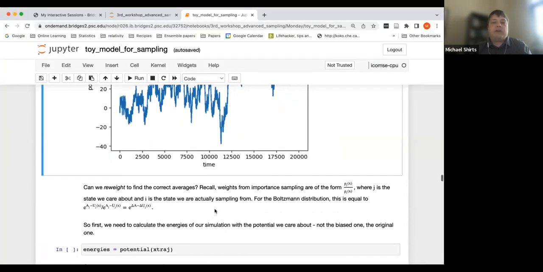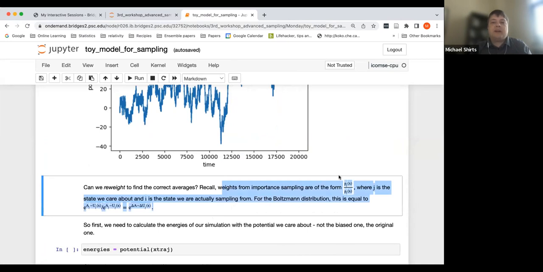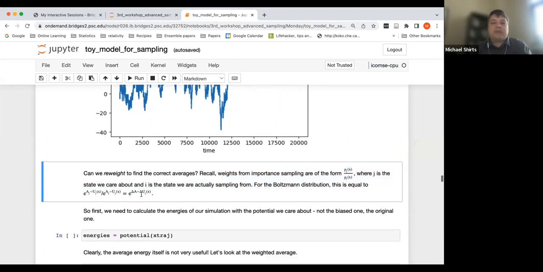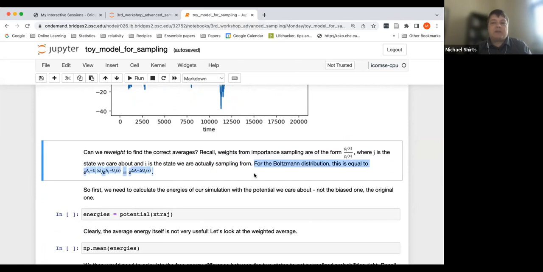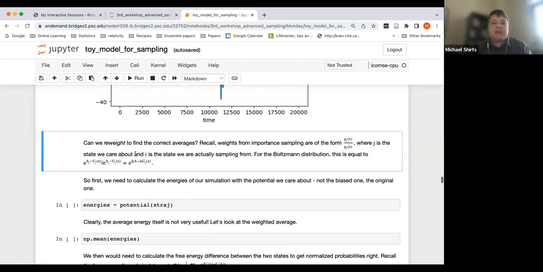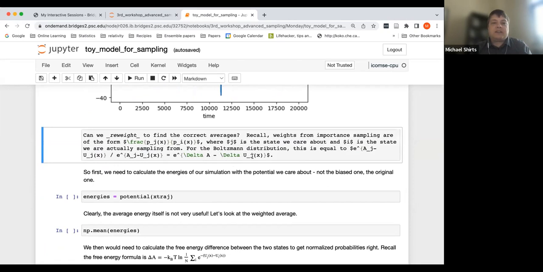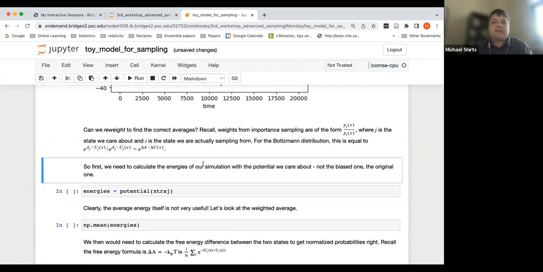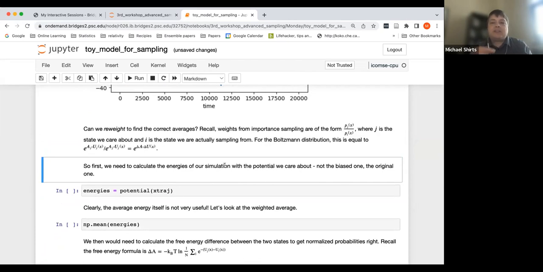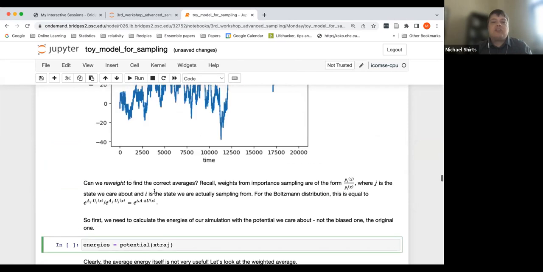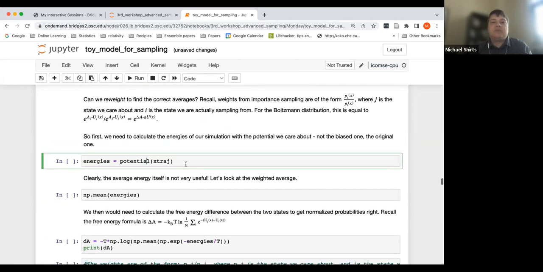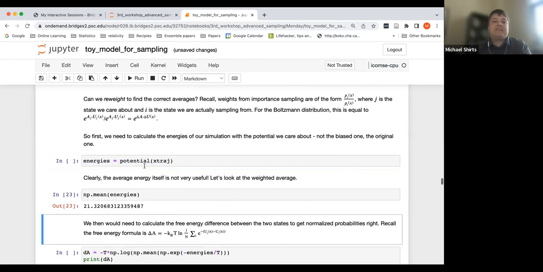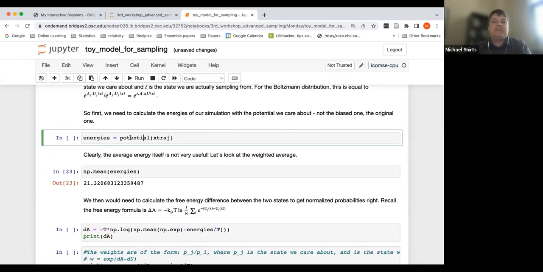We can recall the weighting from importance sampling is of this form, where J is the state we care about and I is the state we're sampling from. For the Boltzmann distribution, it's going to be equal to this. So we need to calculate the energies of our simulation with the potential we care about, the original one, not the biased one. Here our trajectory is this crazy trajectory we took here. We're going to calculate the energies of the new potential at that. Clearly the average of this is not very useful.